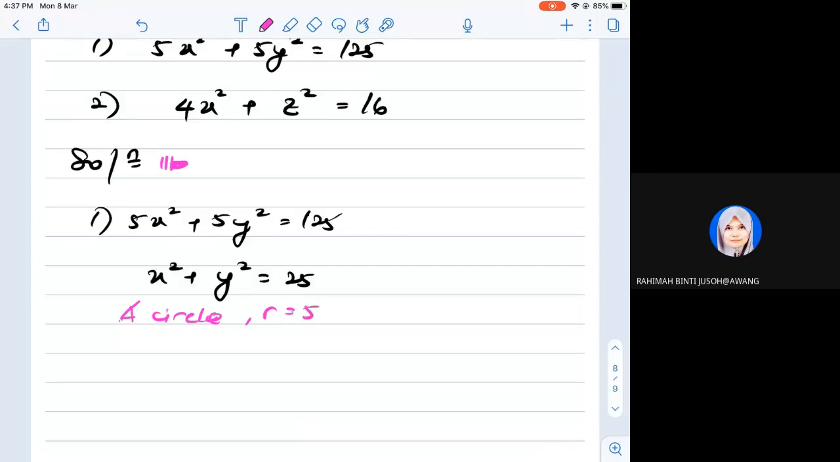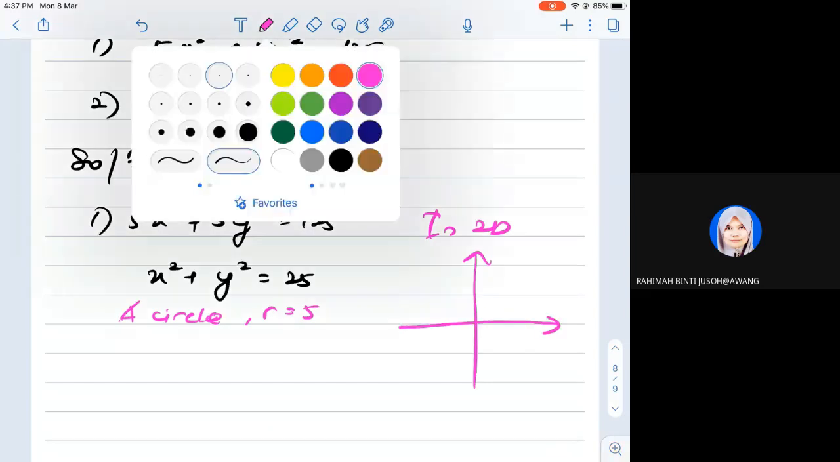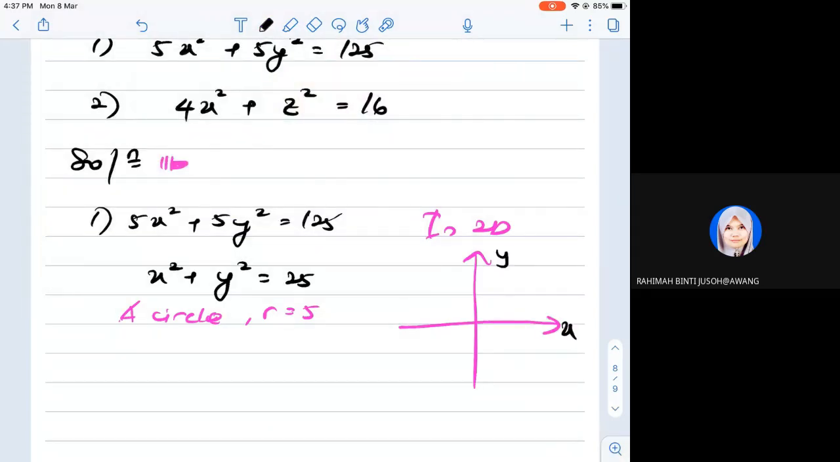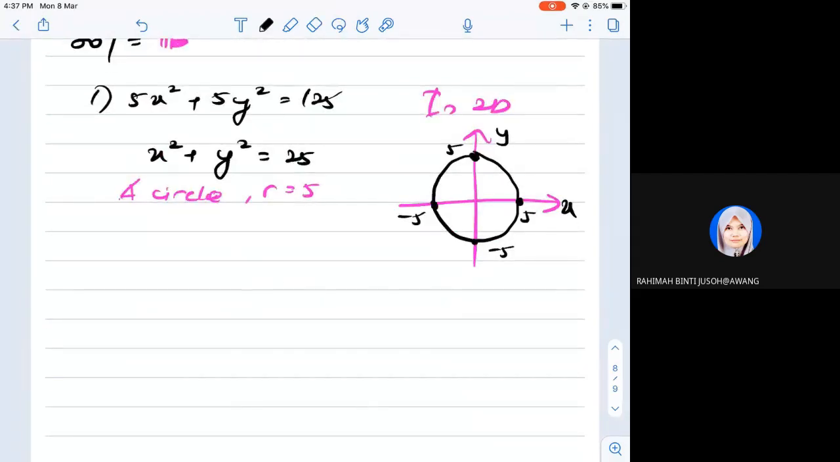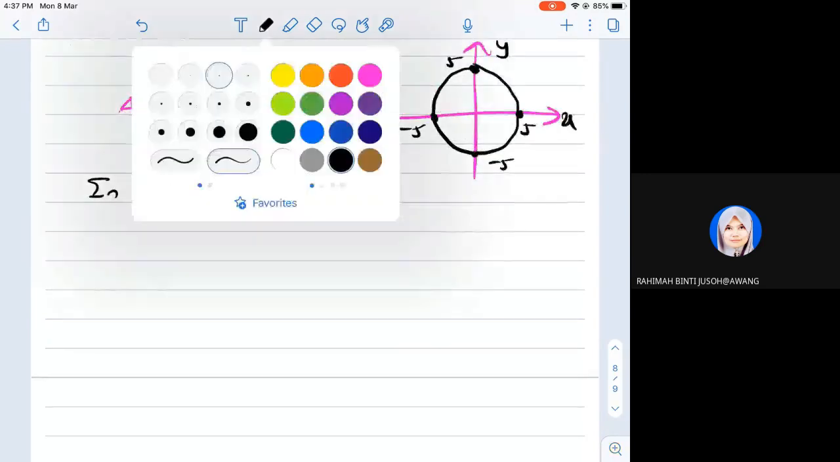So you lukislah dalam 2D, in 2 dimension. This is a circle. Macam tu. Okay, x and y. So we have this circle, radius 5, 5, 5. Macam tu. Right here is negative 5, here is negative 5. Okay, now kita nak transform dalam 3D. In 3D, okay, guys.